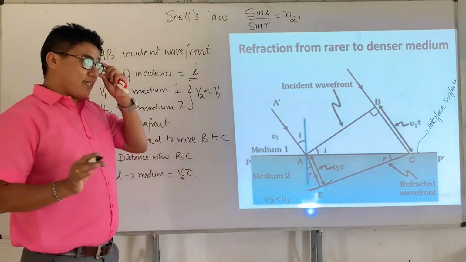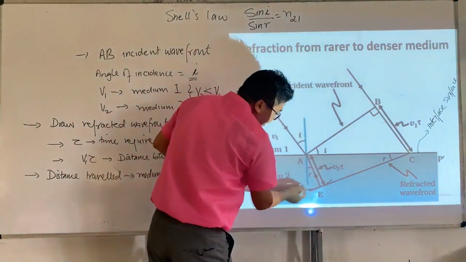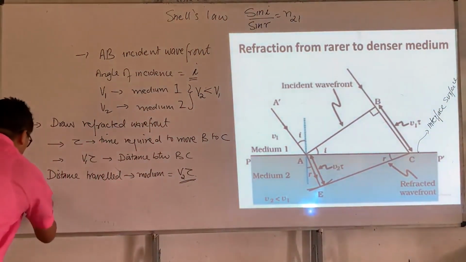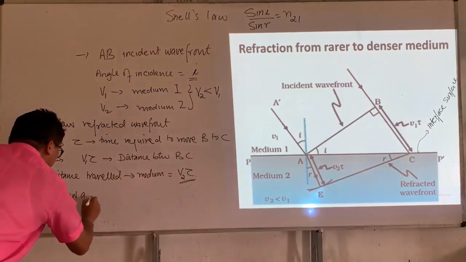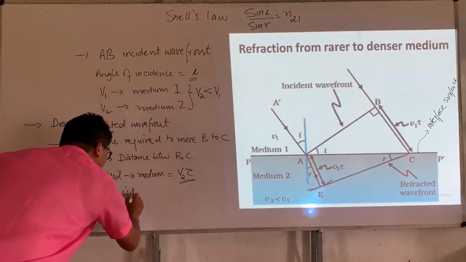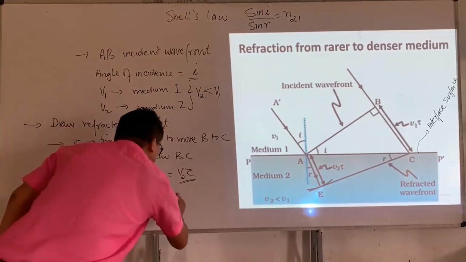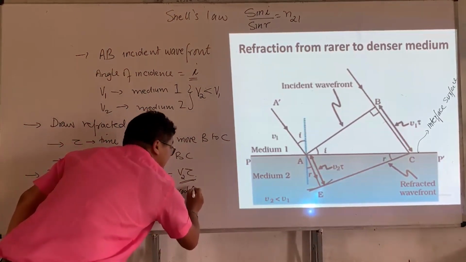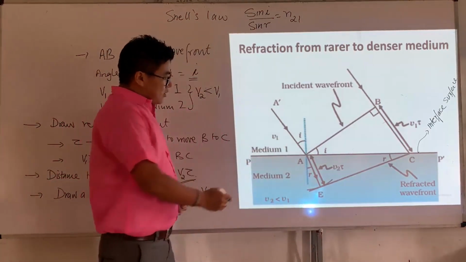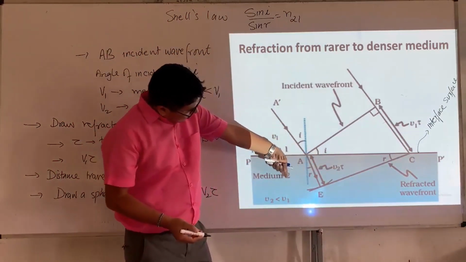So what we would like to do now is draw a sphere. Let us draw a sphere with center, let's say, A, with radius V2 tau. This is the radius V2 tau, right? So I draw a sphere. This is the sphere. I just show you a small surface.